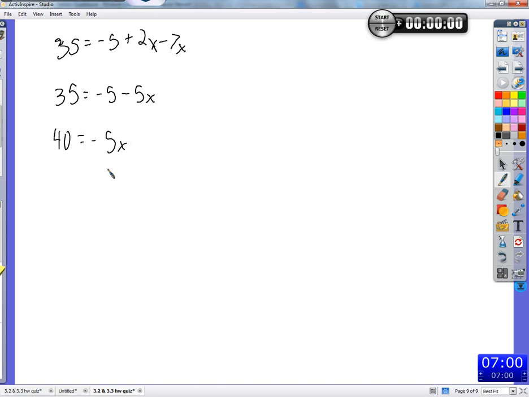Anybody else? Yeah. Divide -5 by -5. X is -8. All right. So, but let's back up here. Why combine the terms? Why not add 7x to both sides?